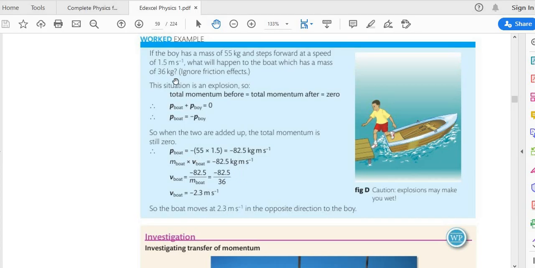Now we can calculate the momentum of the boat, which is the same as the momentum of the boy but in the opposite direction. So the momentum of the boat is equal to minus the momentum of the boy. The mass of the boy is 55 and the boy is moving to the left. We have taken right as positive, that's why there is a negative sign here, times 1.5. The minus sign is taken out and written here. So the momentum of the boat will be 82.5 kilogram meters per second to the right. Now we are supposed to find the mass of the boat.